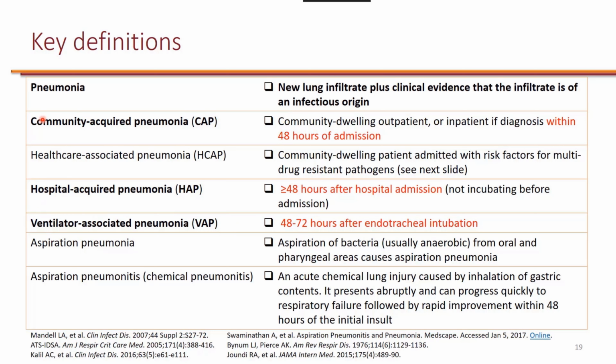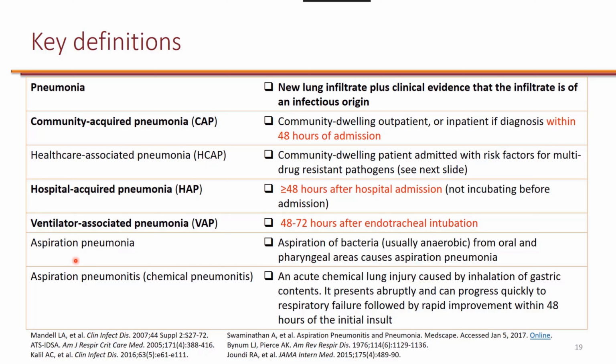So these are the three types of pneumonia that we will focus on. There's also healthcare-associated pneumonia that was part of the 2005 guidelines. However, the 2016 guideline removed HCAP from the guideline, and I will explain more on why that is.